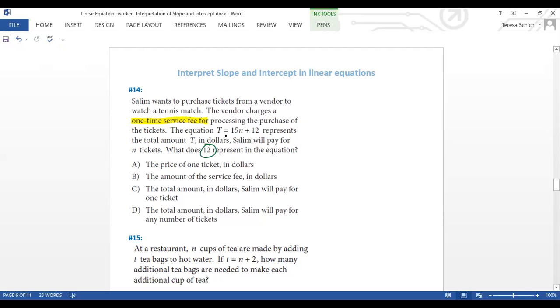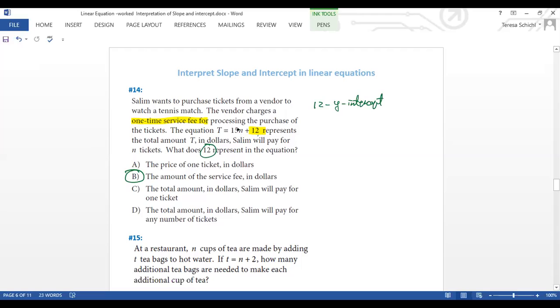So we know the one-time service fee, right? So 12 is here. So 12 really is what? 12 is the y-intercept, right? Like we said, what is the y-intercept? It's the initial fee, or the fixed cost, or flat fee. So in here, this is what we call the service fee. It has nothing to do with how many tickets you buy. You buy 20 tickets, you still need to pay $12. You buy 40 tickets, you pay $12. So what does the 12 mean? It's the amount of the service fee, right?